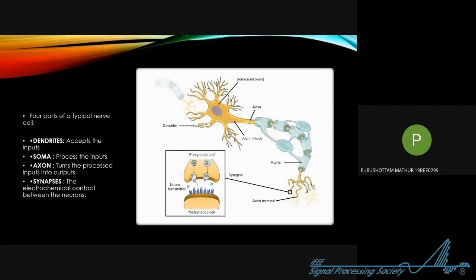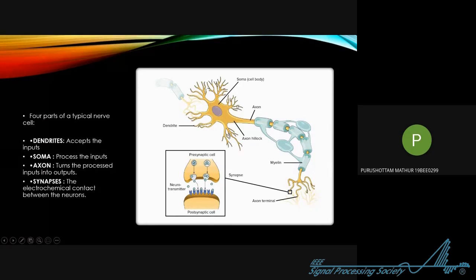This is what a basic neuron looks like. This is the soma, this is the dendrite, the whole part is known as the axon, and this is the synapse. Dendrites accept all the inputs. Like if something is there, we can feel the touch of our hand, if we touch something. So it can accept all the inputs. It can accept inputs from different neurons also.